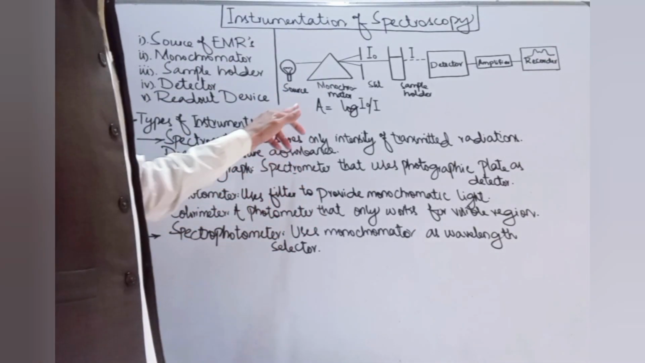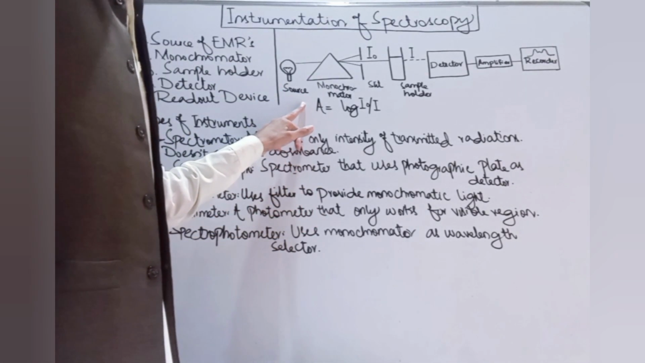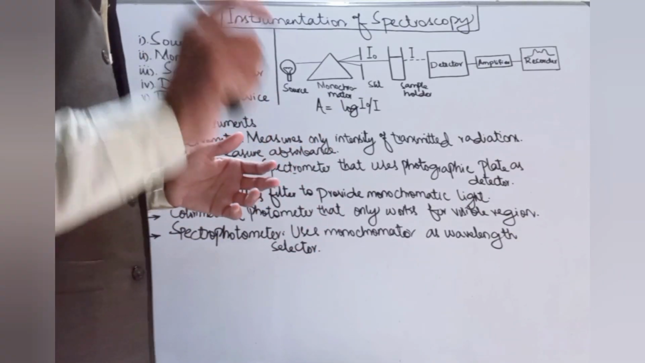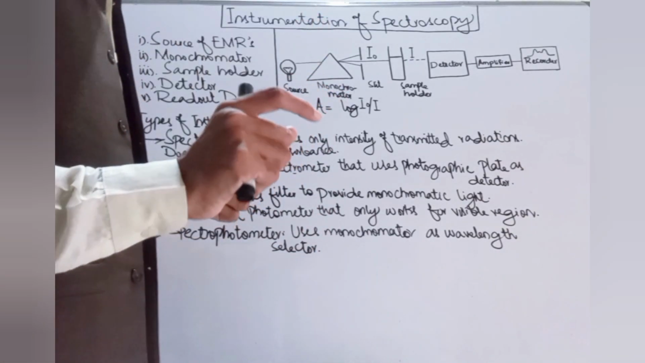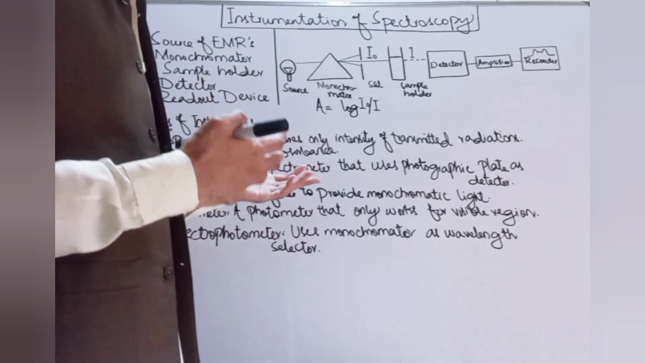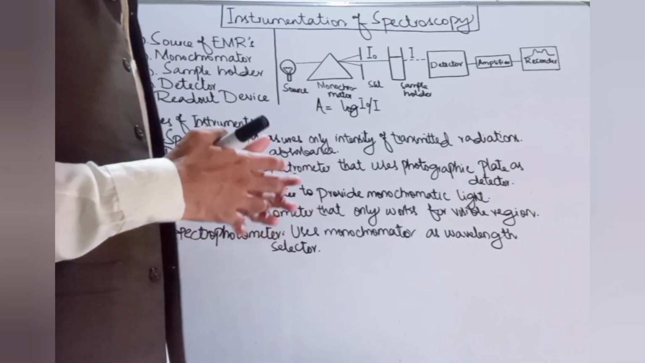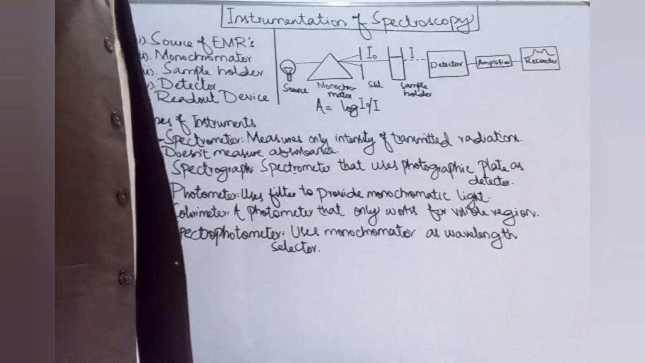So a monochromator is a component of the instrumentation that produces a narrow beam of radiations or a narrow range of wavelengths. It may be a prism just like presented here, or some kinds of filters are also used as the monochromator.